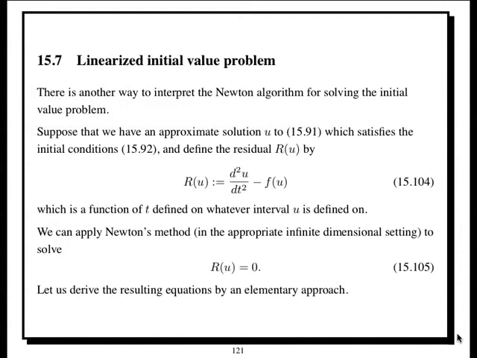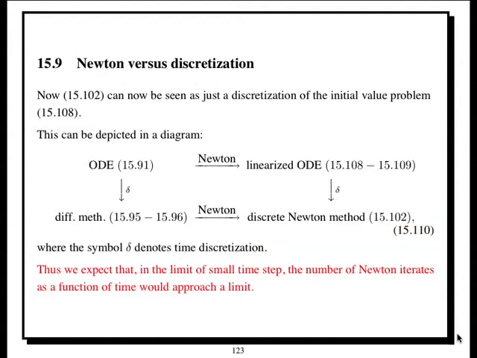Let me just flip down here to this picture. It looks like a commutative diagram, but it's a non-commutative diagram. It doesn't commute, but it spiritually commutes. So here's the idea. I have an ordinary differential equation. I can apply a difference method. I get a system of equations, finite dimension, and I can apply Newton's method. So I've got a discrete Newton method. That's what I'm talking about working on.